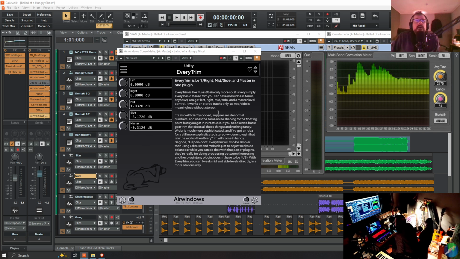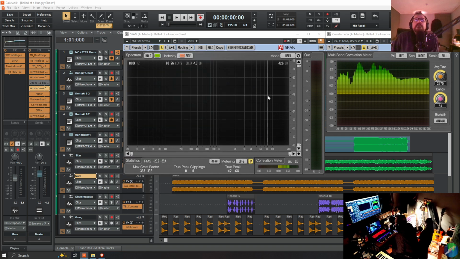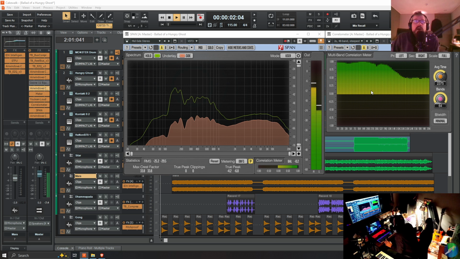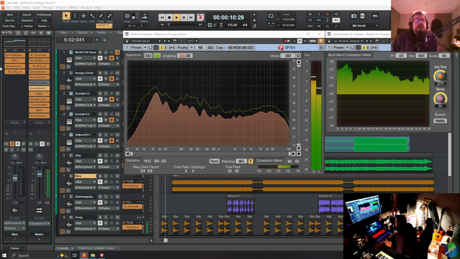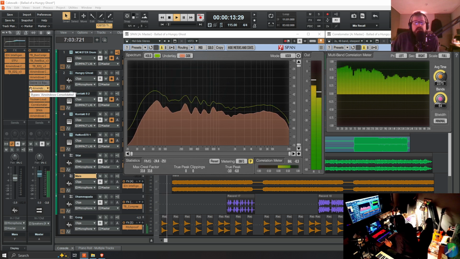There's the proof right there. And that's it. So I'm just going to hit play again. Notice how it looks different on the spectrum analyzer. And watch the correlometer and listen to the mono. Mono sounds a lot better. We just bypass EveryTrim.